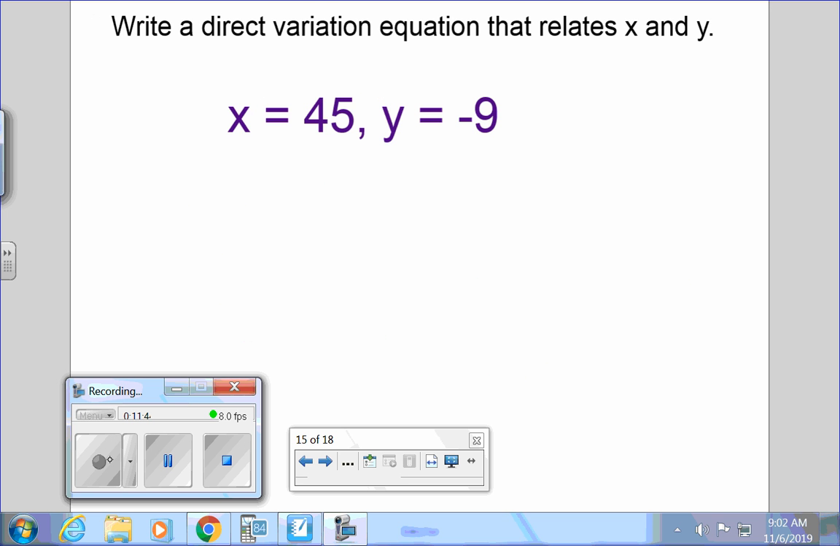All right, we're going to do this problem as the can you graduate the lesson. So do this just like we did the previous and find the equation of the direct variation. The direct variation equation.